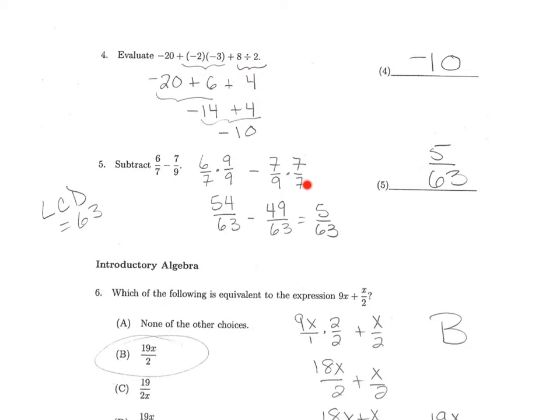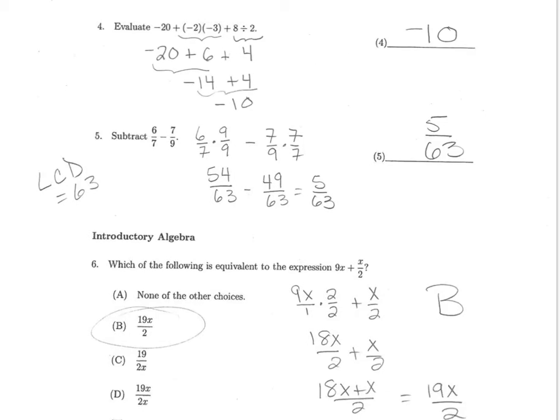For the second fraction, we need to make that denominator of 9 into a 63, so we multiply by 7 over 7, which is really 1, so we're not changing the number. 9 times 7 is 63. The numerator becomes 49. Then, because it is an addition or subtraction, we keep the denominator and we use the operation on the numerator. 54 minus 49 is 5, so we get 5 over 63.